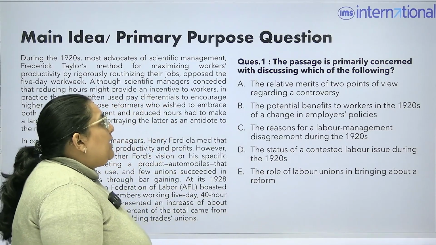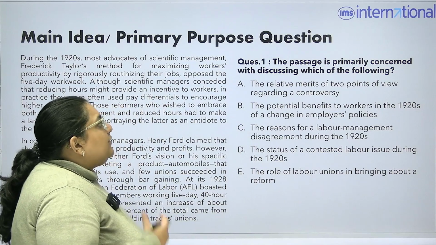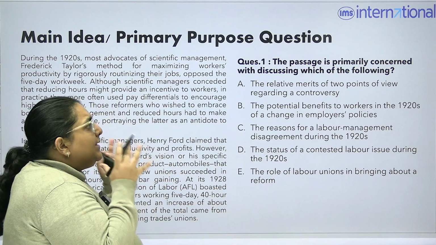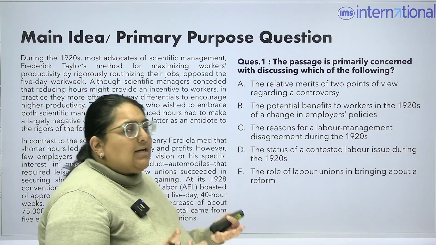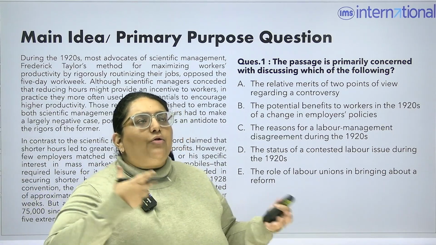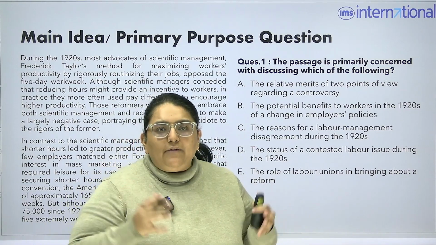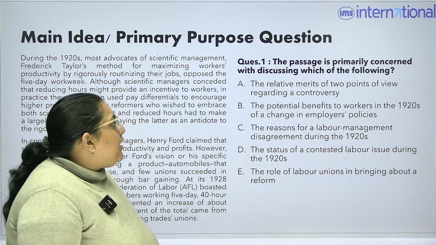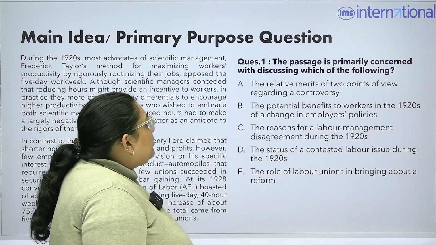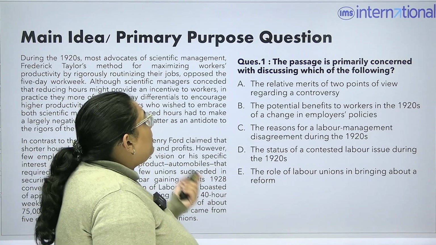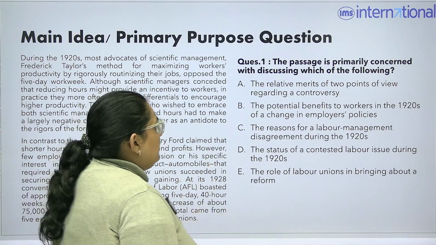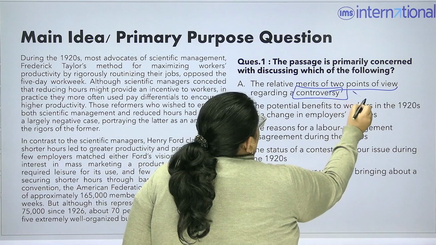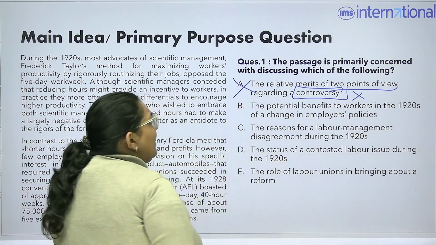What does the question say? The passage is primarily concerned with discussing which of the following. So we just discussed that the passage is concerned with discussing the ongoing tussle or the debate between scientific management or reduced working hours. So let's have a look at the options. The relative merits of two positions or two points of view regarding a controversy. Okay, there are two points of view, but there is no controversy here. So I think we can safely eliminate A.